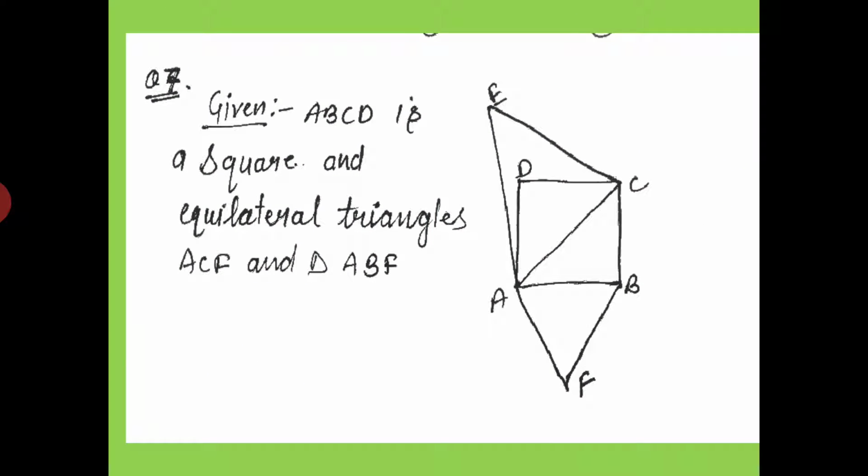Question number 7 of NCERT exercise 6.4: ABCD is a square, where AC is the diagonal. One equilateral triangle, ACE, is made on the diagonal, and another equilateral triangle, ABF, is made on one of the sides. We have to find the ratio of the areas of these two triangles. Let's start.